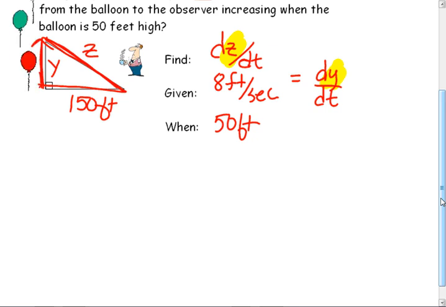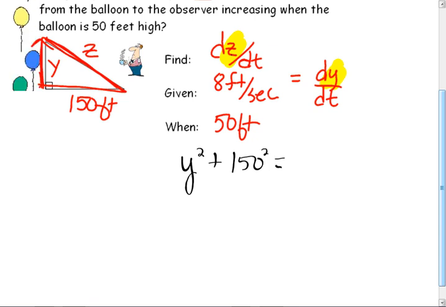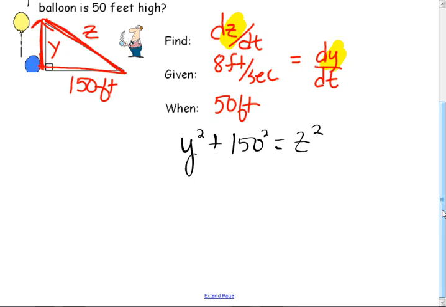Whose theorem? Pythagorean theorem. Now, if I were relating an angle, I wouldn't use Pythagorean's theorem because that doesn't deal with angles. So I need a Z and I need a Y. So Y squared plus 150 squared equals Z squared. Is that okay, Trevor? You've never seen this before, so you really need to pay attention. Okay. That's the relationship in the function.